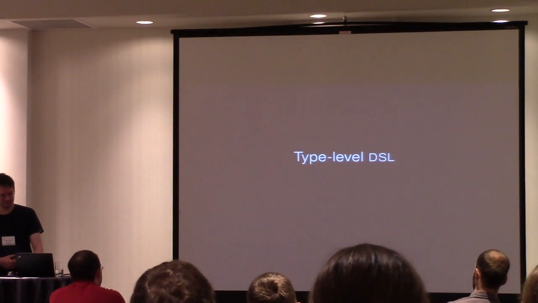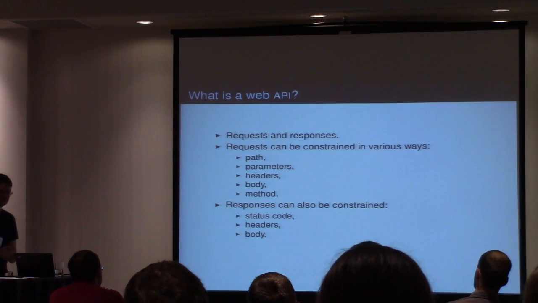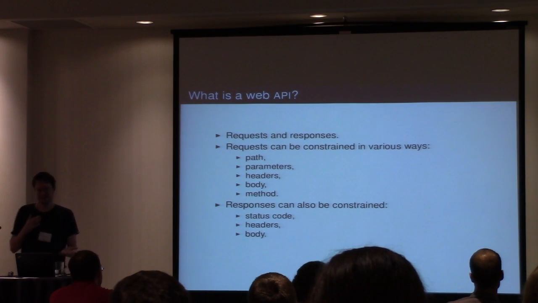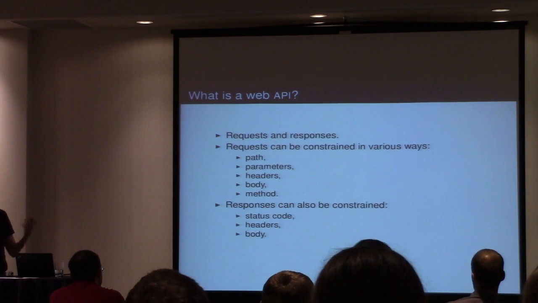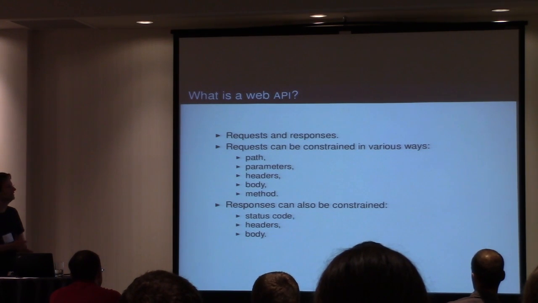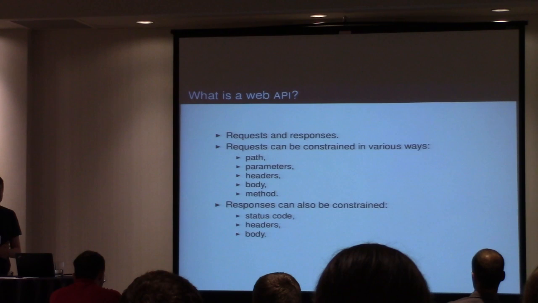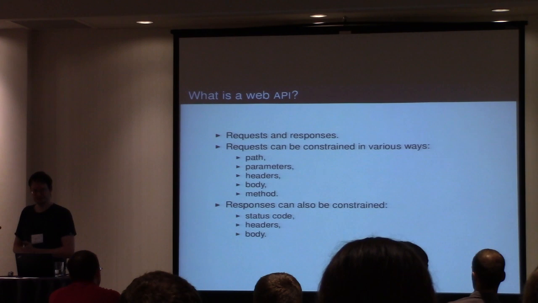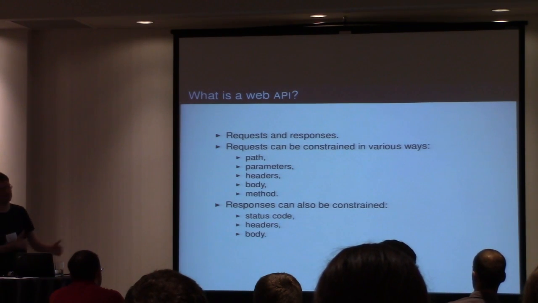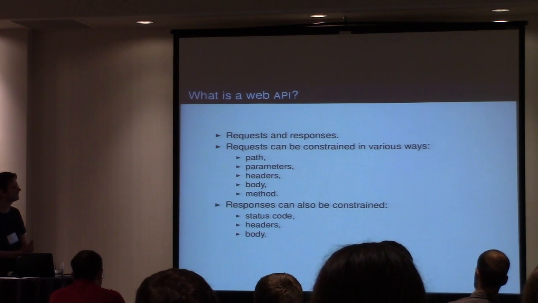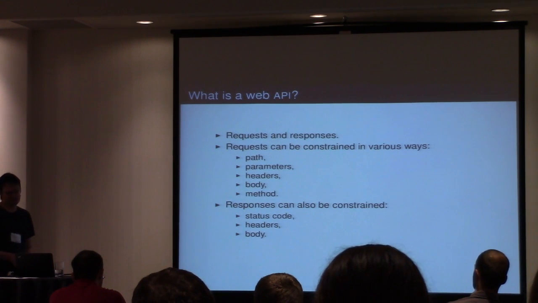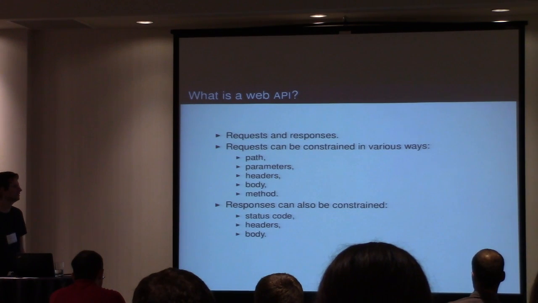Okay, let's briefly look at this type level DSL. So what's a web API in general? A web API is describing something that reacts to requests and gives according responses. And the requests that are accepted can be constrained by the API in various ways, according to the path that they are using, according to query parameters that they can be using, that certain HTTP headers should be present, that a certain body should be present of a certain shape, or that a particular request method, such as get, put, post, should be used.